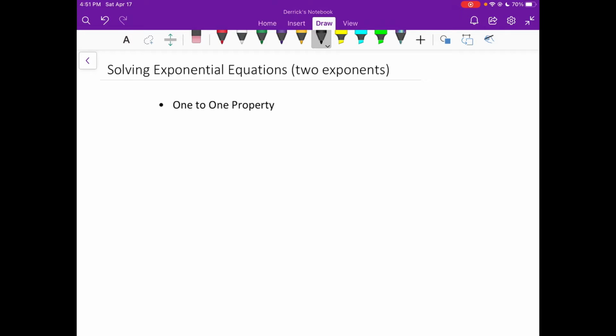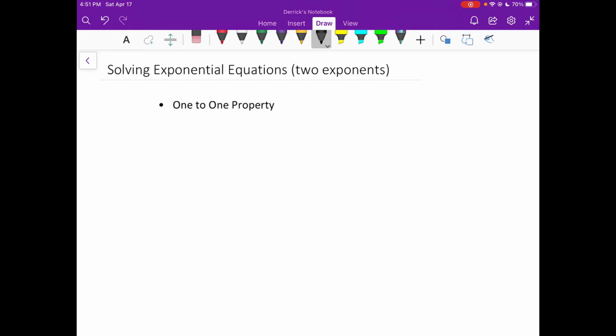In a previous video, we have already discussed how to solve exponential equations when there is one exponential term. Today, what I want to talk about is how to solve an exponential equation when there's two exponential terms. And basically, what that boils down to is we want to use what is called the one-to-one property.